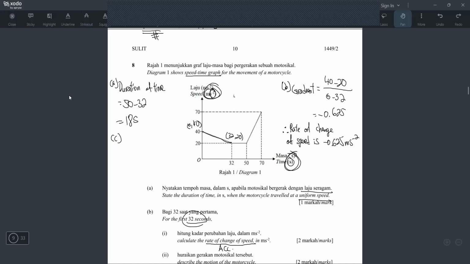Okay, soalan B2. Sorry, soalan B2 ini B1. Okay, so let's do B2. Saya tak ada tempat, saya buat sini. Okay, B2 suruh buat apa? Huraikan gerakan motosikal tersebut. Describe the motion of the motorcycle. But which line? Okay, for the first 32 seconds only. So we are only describing the motion of this line, right? So how do we describe this motion?